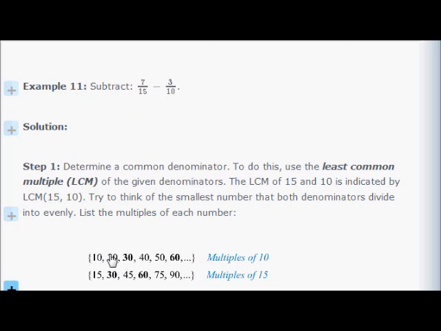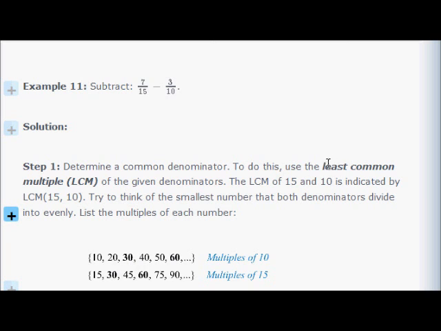What we're going to do now is multiply the numerator and the denominator of each fraction by values that result in equivalent fractions with the determined common denominator. What does this mean? It means that we want to change this fraction and change this fraction so that they're expressed with 30s in the denominators instead of a 15 and a 10. Because once they have 30s, then we can add or subtract or whatever we're asked to do here. It's subtraction. It could have been an addition as well. It would have been the same process.